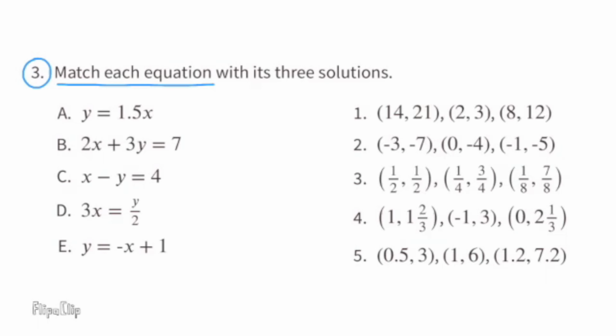Number 3. Match each equation with its 3 solutions. A. Y equals 1.5 times x. Let's use the first pair in number 1, 14 and 21. Since 14 times 1.5 equals 21, if y were 21, then 1.5 times 14 equals 21. Let's look at the next pair, 2 and 3. 2 times 1.5 equals 3. So that also works. And 8 times 1.5 equals 12. All 3 sets for number 1 are a solution for A.